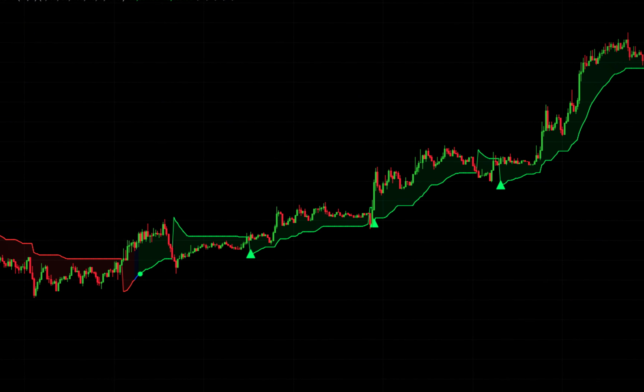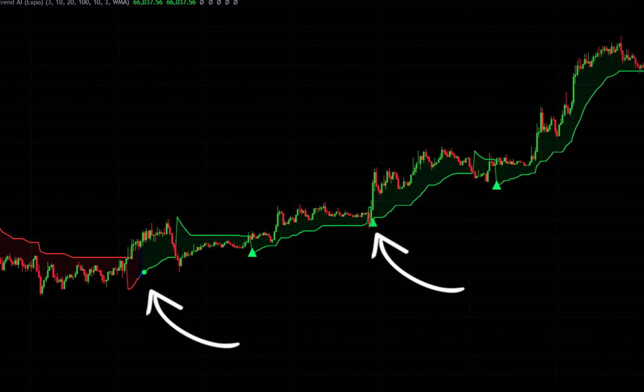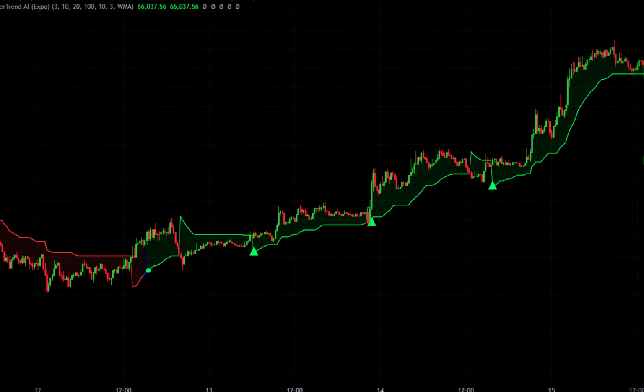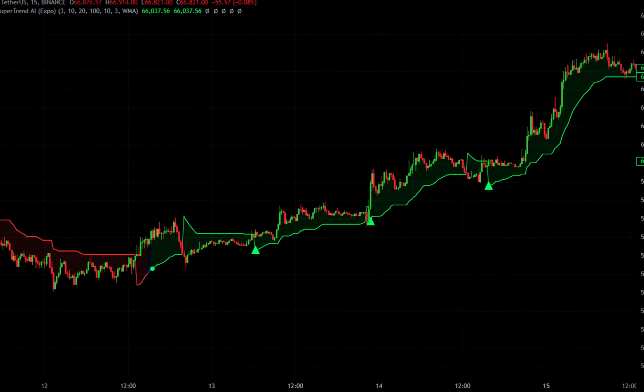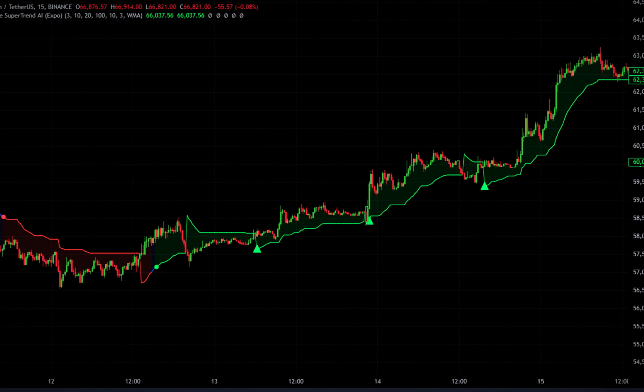You can also observe the dots and triangles. The dot indicates the beginning of a trend change. The triangle indicates the continuation of the main trend.